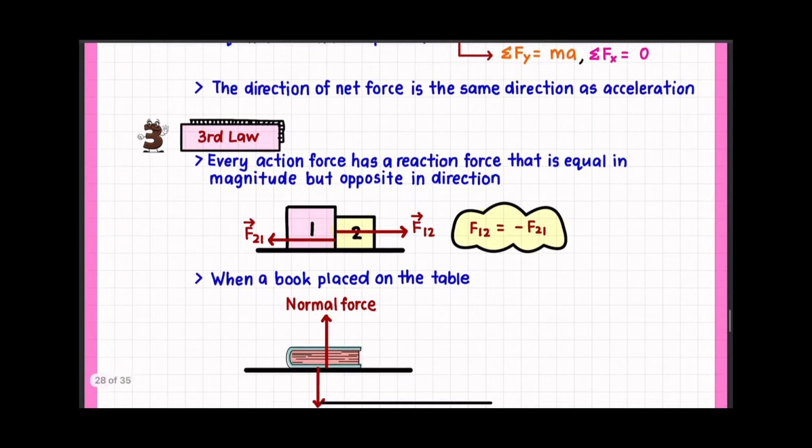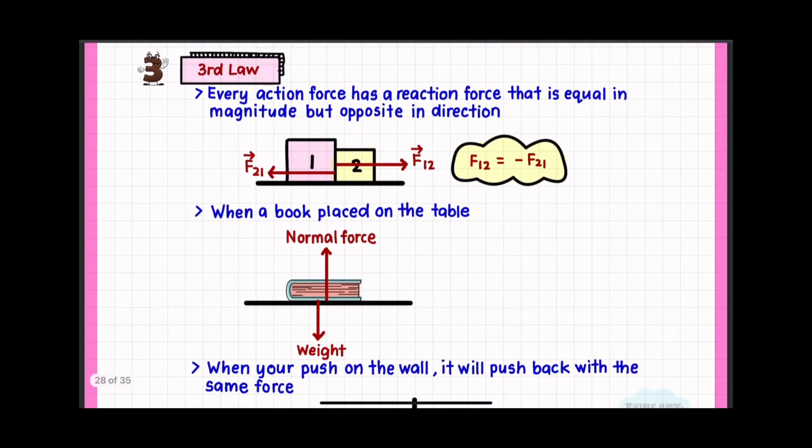Okay, so next, last is the third law of motion, for Newton's laws of motion. So every action force has a reaction force that is equal in magnitude but opposite in direction. So like I drew earlier, contact between bodies is one example of the third law, where force F12 is equal to F21, equal magnitude but in opposite direction.